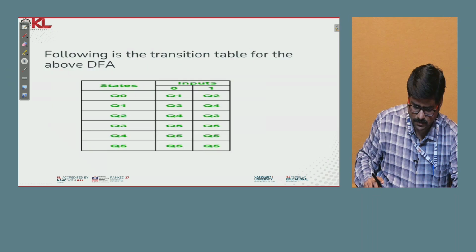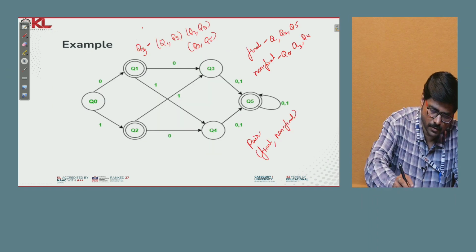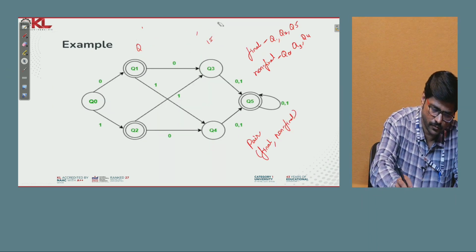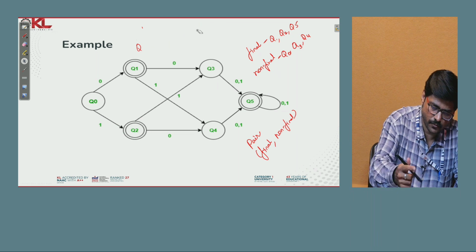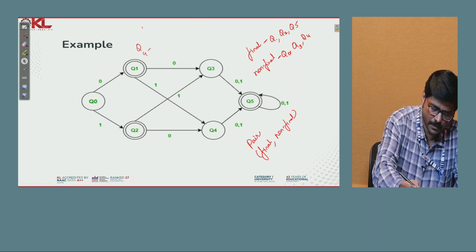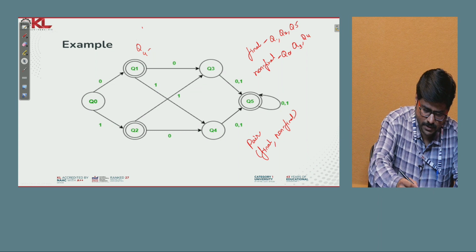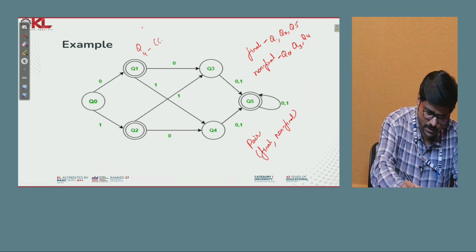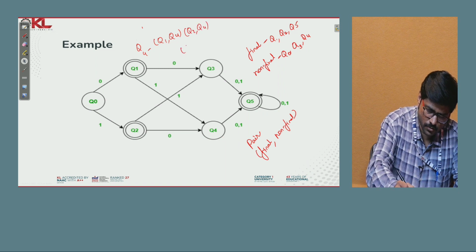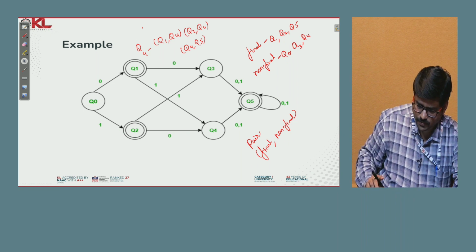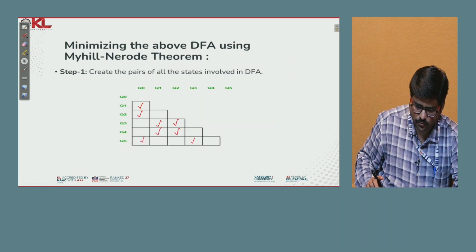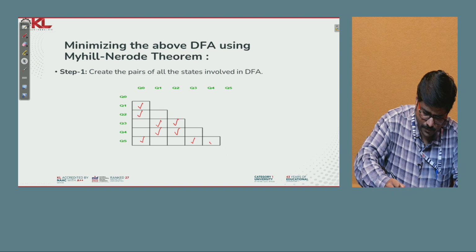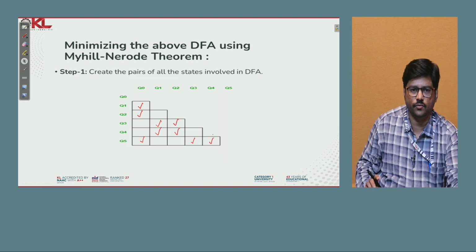So next Q4. Now Q4 we have to write. For this Q4, Q4 is what? Non-final state. It can be paired up with final states. That is Q1 Q4, Q2 Q4, Q4 Q5. Already Q1 Q4 and Q2 Q4 are over. Now we have to mark only Q4 Q5. In the Q4 column we have to mark this Q4 Q5, right?